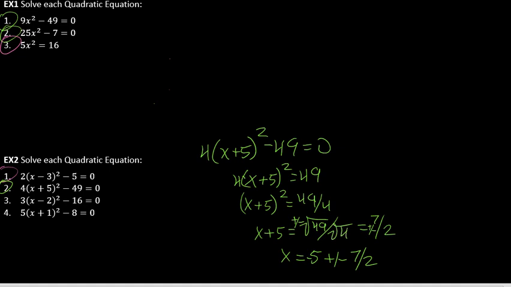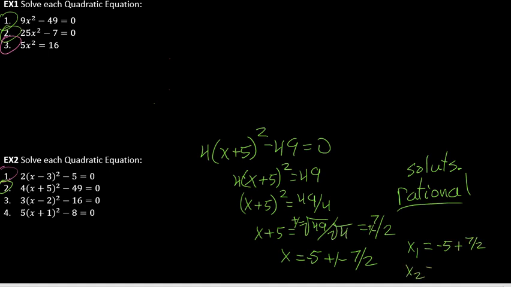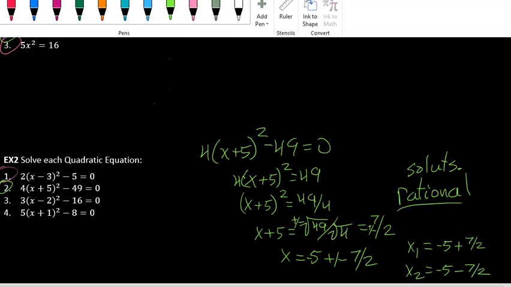I didn't have to rationalize or anything like that, so these solutions are going to be rational. Okay, there was no rationalization that I had to do in the denominator, right? So that means my solutions are rational. So x1 is negative 5 plus 7 halves. x2 is negative 5 minus 7 halves. Right.